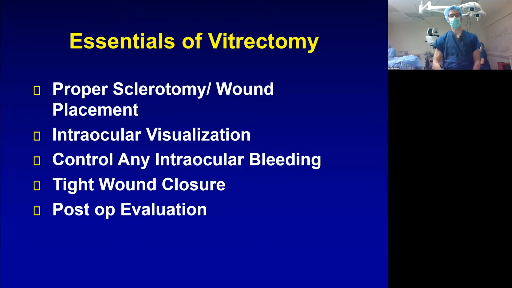Proper sclerotomy and wound placement. We'll go over that during the surgery. I typically like my wounds down near the horizontals, almost near 3 and 9 o'clock, certainly no higher than 10 and 2, and about 3 millimeters posterior to the limbus. Intraocular visualization: you need to be able to see well, so the cornea and the lens need to be moderately clear. Control any intraocular bleeding, tight wound closure, and post-op evaluation.